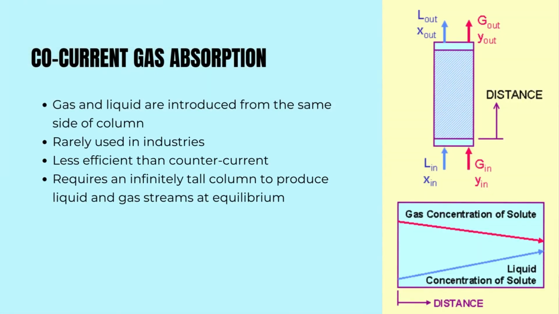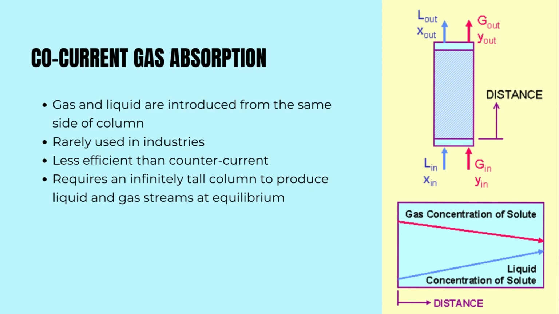Basically, there are two types of methods for gas absorption. Firstly, I will talk about the cocurrent gas absorption. By referring to the diagram at the right side of the slide, we can see that the gas and liquid are introduced from the same side of the column, which means that they are flowing in the same direction. However, this method is rarely used in industry due to its low efficiency.